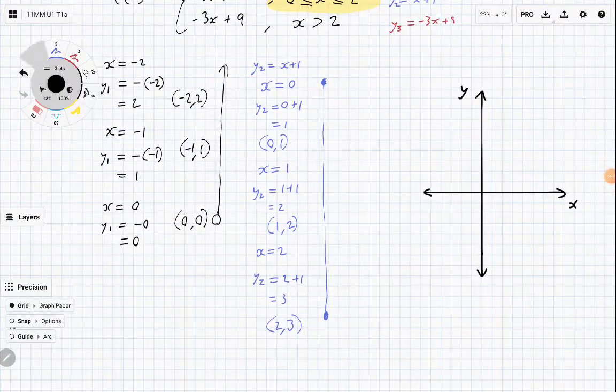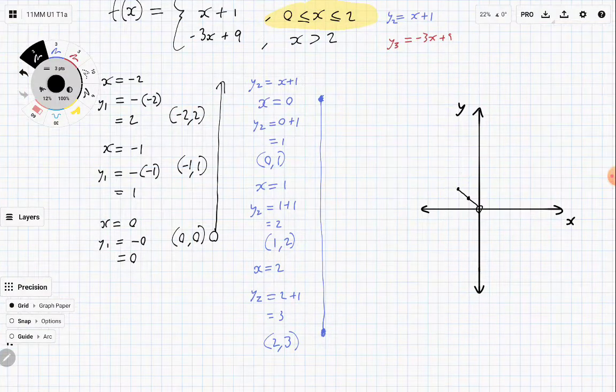So our first point was (-2, 2), (-1, 1), and then we have a hollow point at the origin. And we can draw these points up together, and we can get y1 right there.